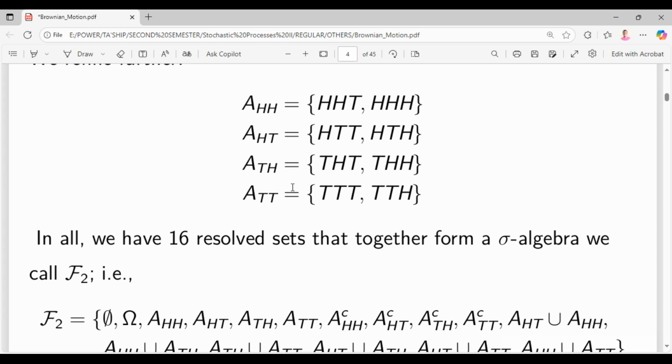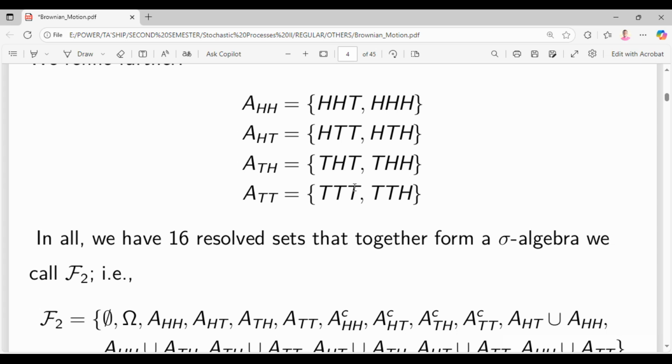Now we say that any element which is part of the sigma algebra should have its complement also in it. So that's why we have the 4 complements here, and you can see that none of these 4 complements are already included here, right? Now what is the union of all of these? That's omega. And what is the complement of omega? It is the empty set. So that's why these are there.